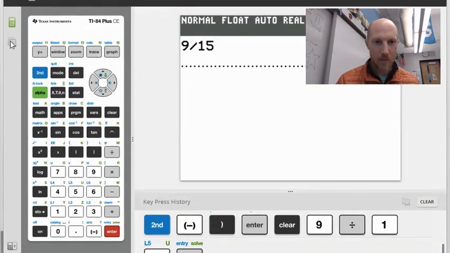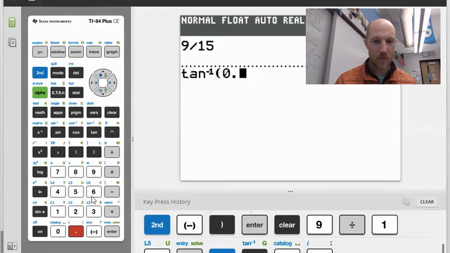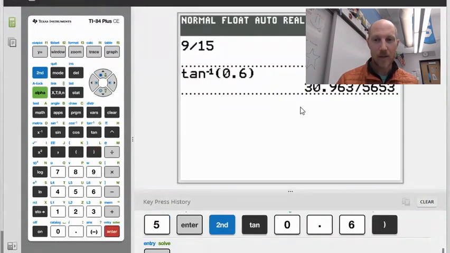Right. So on my calculator, I'm going to hit second, and then tangent. It's going to give me this little blue thing right above it, inverse tangent. There it is. And then I could either use the previous answer, or I could just type in 0.6. We could do the same thing either way, but we'll make it match what I just wrote down. Hit enter, and just as I guessed, 30.9 for the number of degrees.